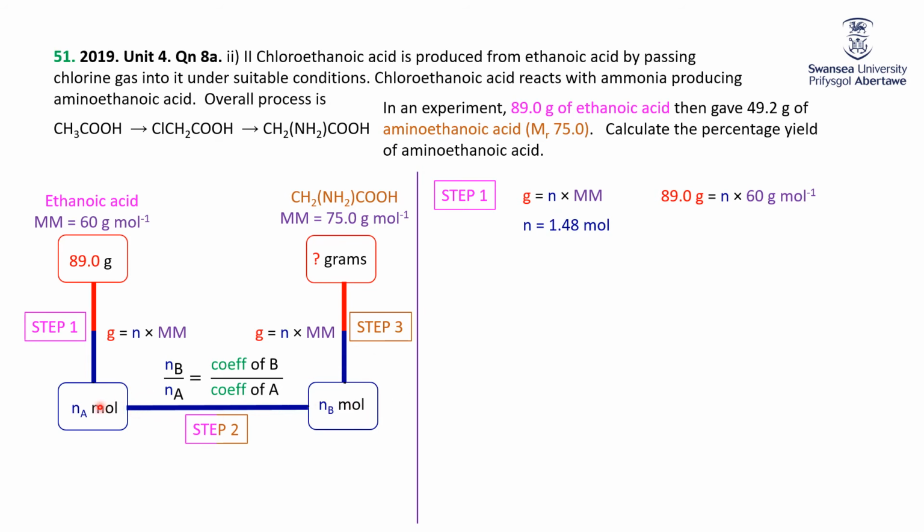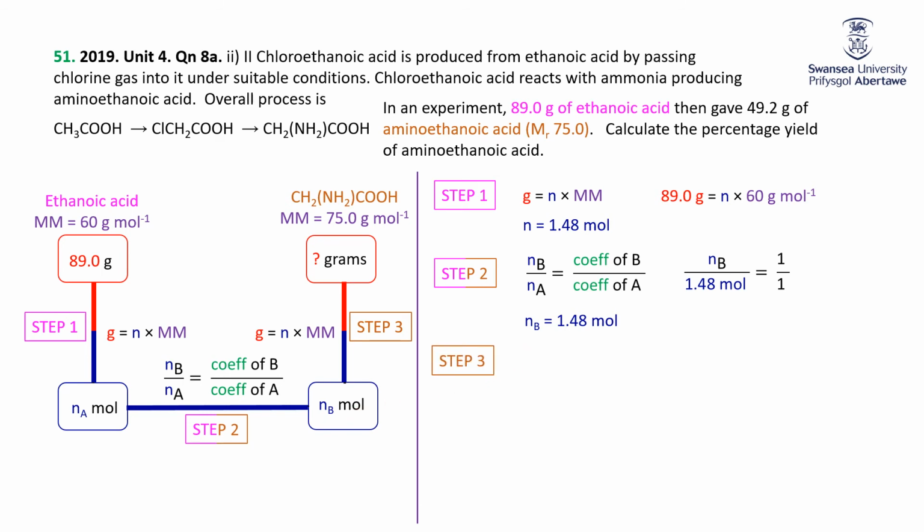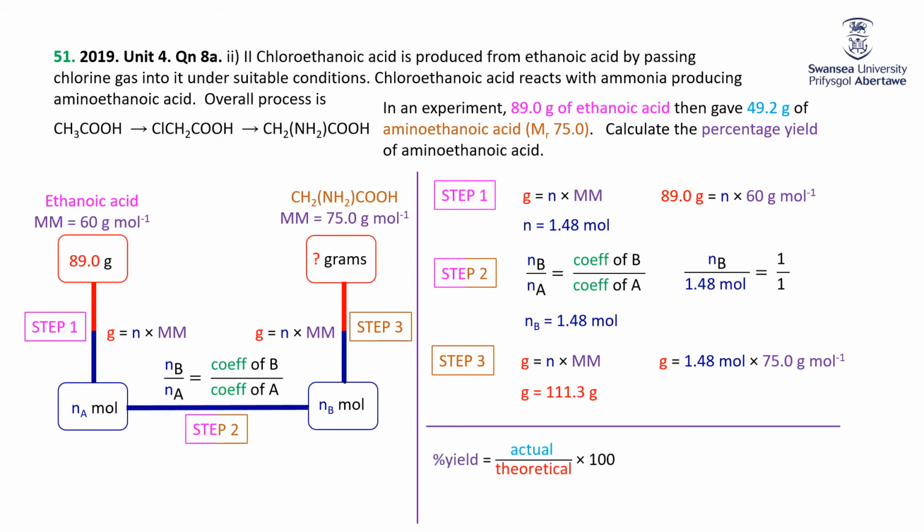Next step, going from moles of ethanoic acid to moles of aminoethanoic acid, and it's a 1-to-1 reaction. So moles of aminoethanoic acid, 1.48 moles. And then, of course, calculating the theoretical yield in grams, 1.48 moles multiplied by 75 grams per mole is 111.3 grams. So that's the theoretical yield. Percent yield is the actual yield, which is 49.2, over the theoretical, 111.3, times 100, giving us 44.2%.